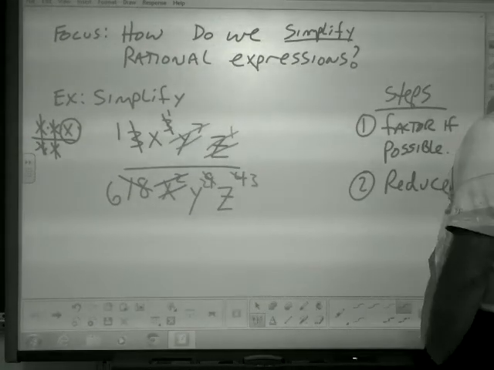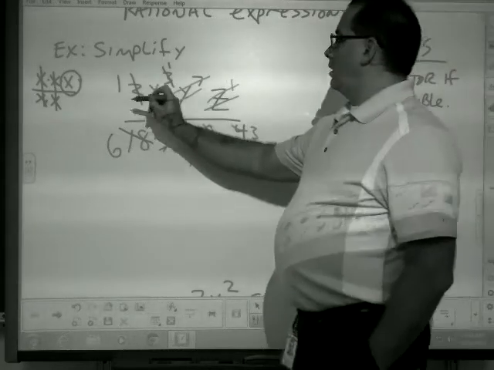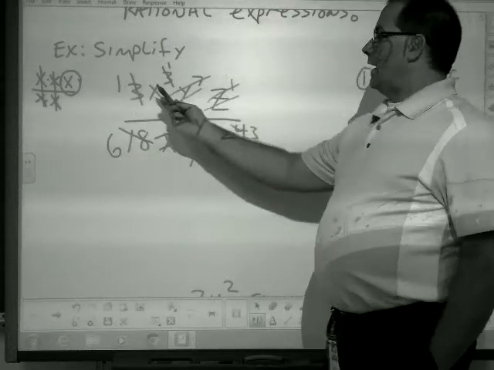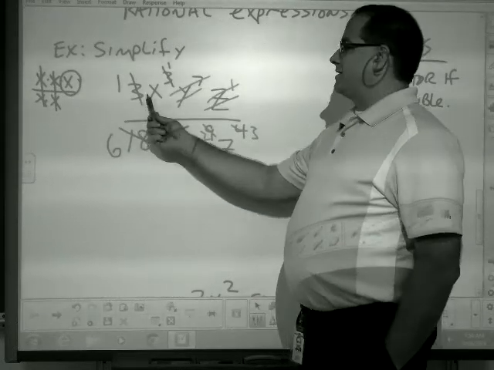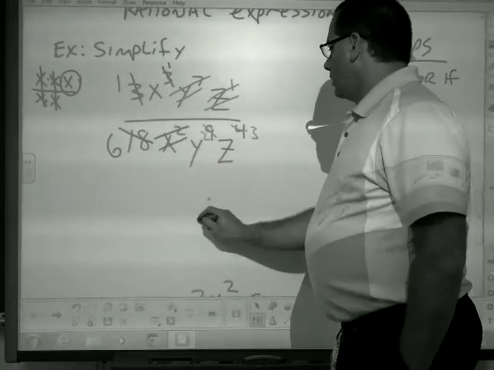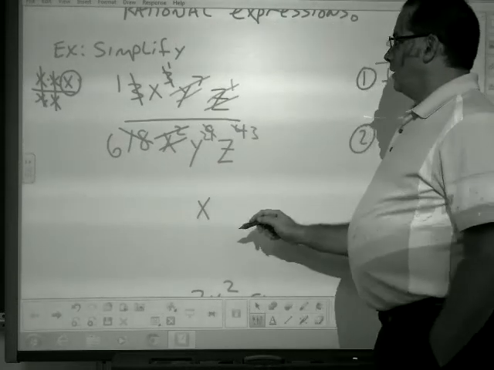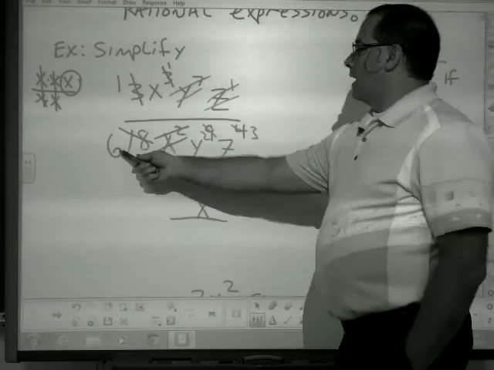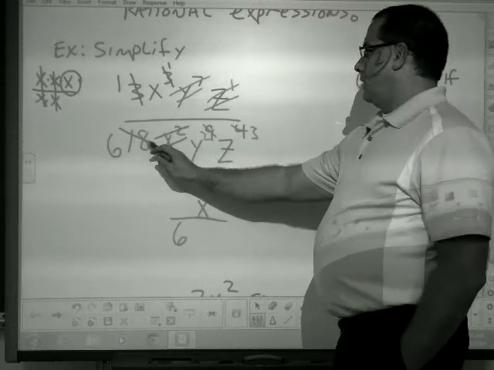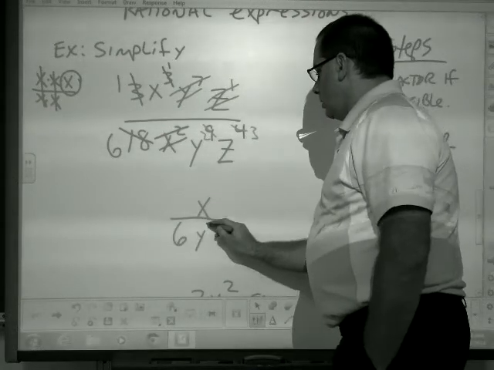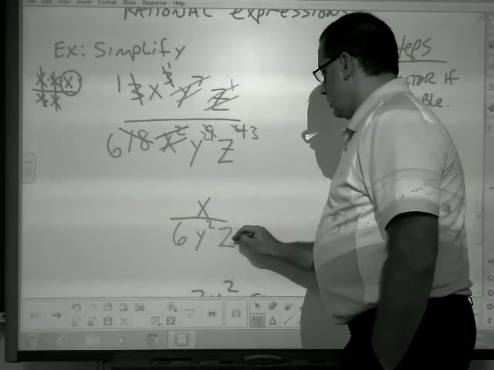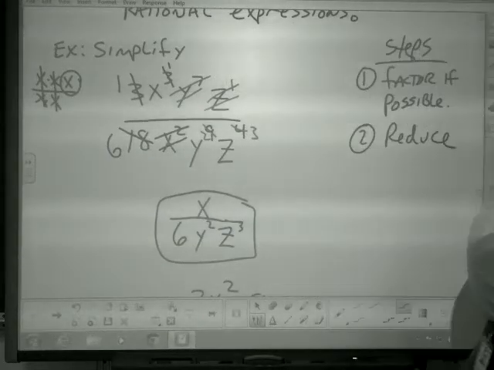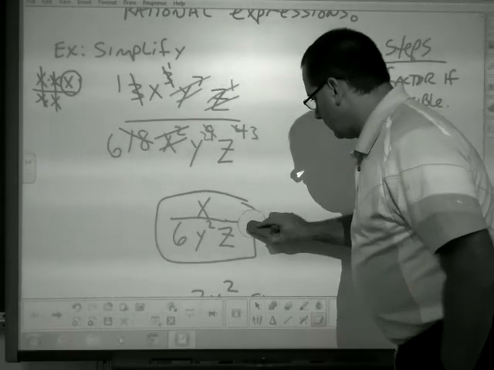What we have left is, let's say I have a 1, x to the 1st. Well, if this was the only thing I had up here, I'd have to write the 1. Since I have other stuff, I don't really have to write the 1. So I have x to the 1st, and that's it. Because this was crossed off, this was crossed off. On the bottom I have a 6, and then this is gone, y squared, z to the 3rd. And that would be the answer.